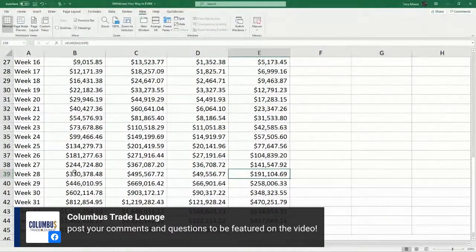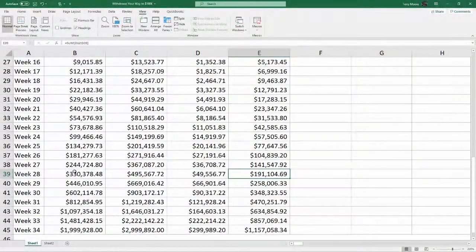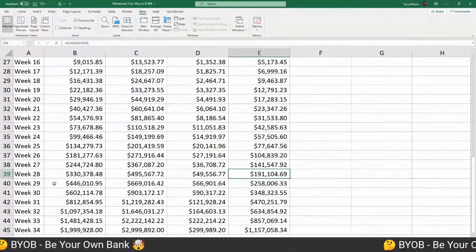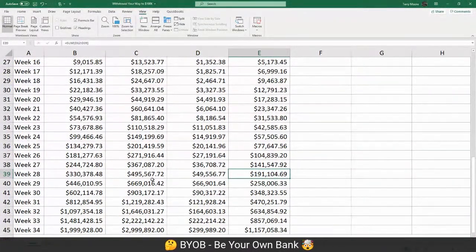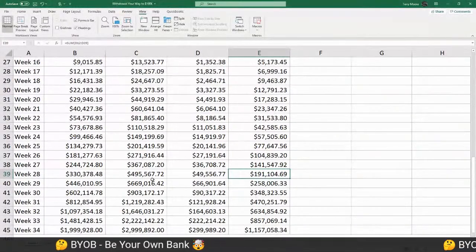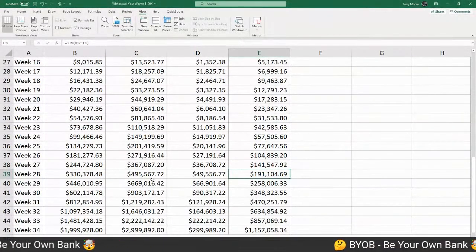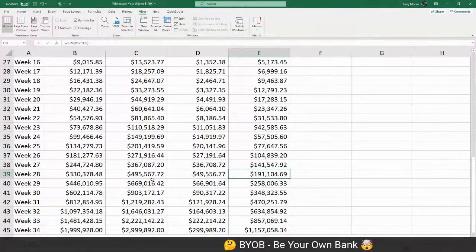So you actually do that. You utilize the software that the company gets you, or maybe you're proficient enough to start calling out your own trades, and you grow your account by 50% that week. So at the end of week 28, you have $495,567,000.72.